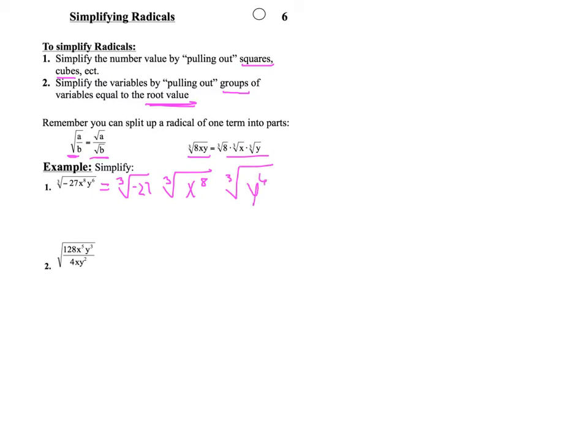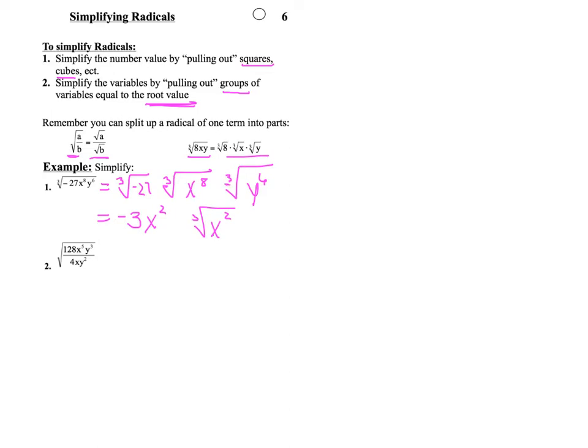So the cube root of negative 27, you could type right in your calculator using the math button. The cube root of negative 27 is going to be negative 3. Then I want to figure out how many groups of 3 I can pull out of x to the 8th. So I'd have 2 groups of 3, which is taking up 6 of the x's. So I'm still going to have 2 x's left underneath the cube root, because I can't pull them all out.